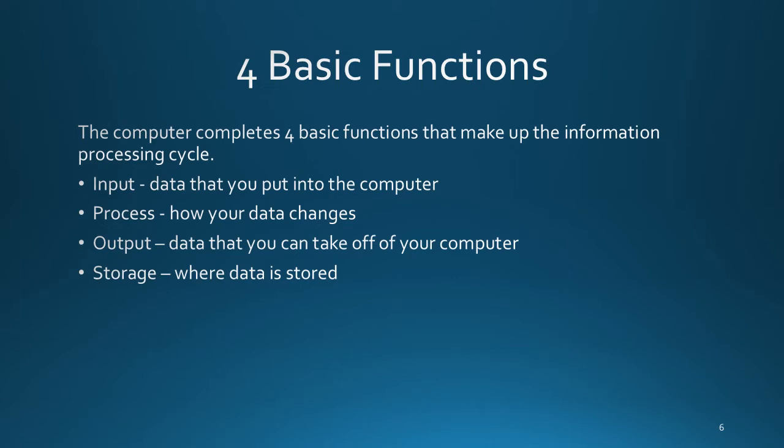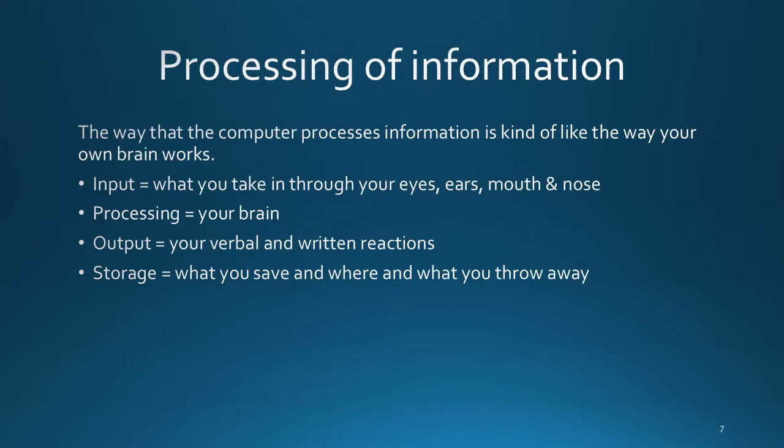A computer has 4 basic functions that usually make up the information processing cycle: the input, which is the data that you put into a computer; the process, how your data changes; output, data that you can take off of your computer; and storage, where the data is stored. Processing of information. The way that the computer processes information is kind of like the way your own brain works. Input is the equivalent of what you take in through your eyes, ears, mouth, and nose. Processing equals your brain, the way your brain is processing information. The output equals your verbal and written reactions, and storage equals what you save and where and what you throw away.